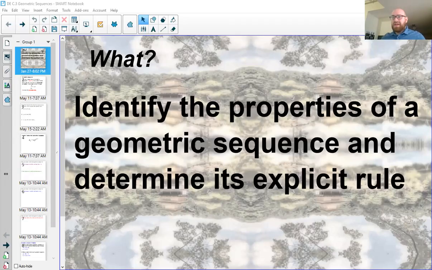Welcome to our lesson on geometric sequences. So today we're going to identify the properties of a geometric sequence and determine its explicit rule.